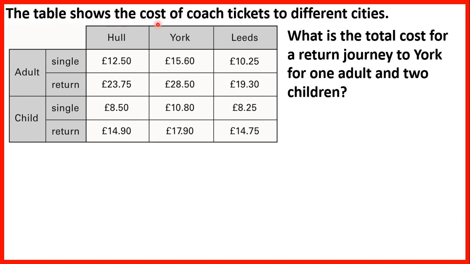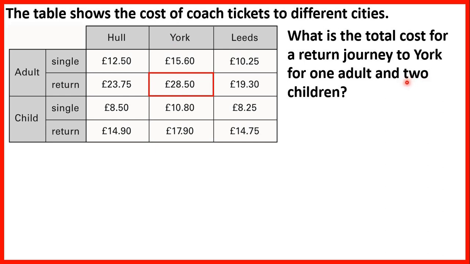The table shows the cost of coach tickets to different cities. What is the total cost for a return journey to York for 1 adult and 2 children? So because the journey is to York, we're looking at values underneath York. And we want a return journey for 1 adult, so we can find adult, then return, and if we go across to underneath York, we can see that that's £28.50.